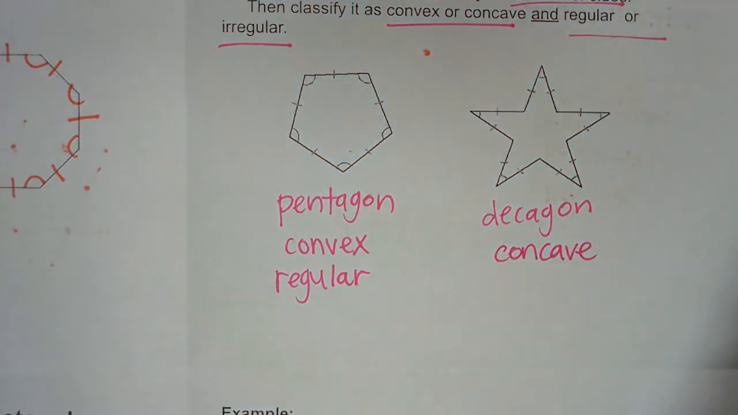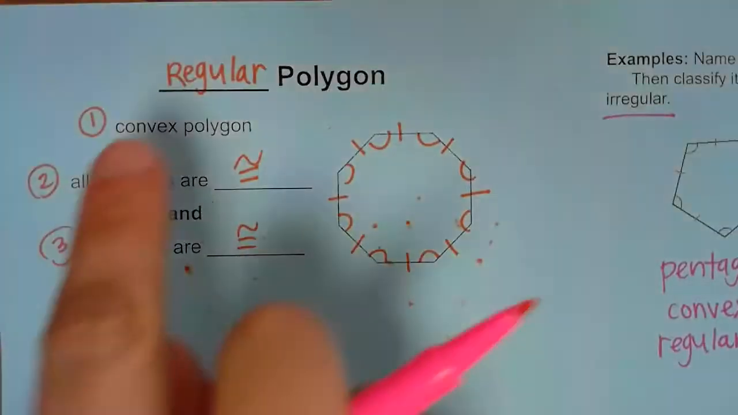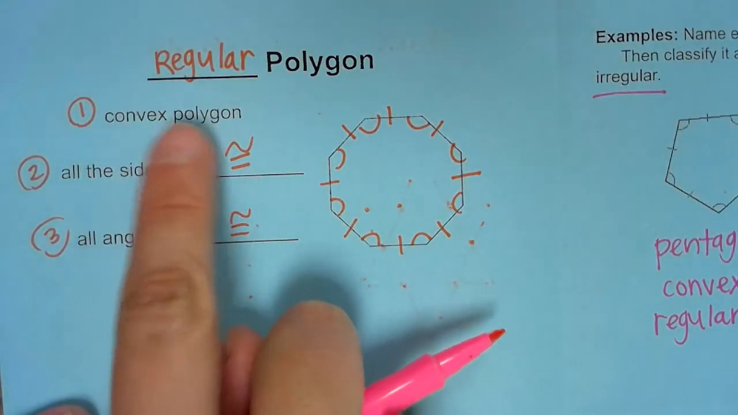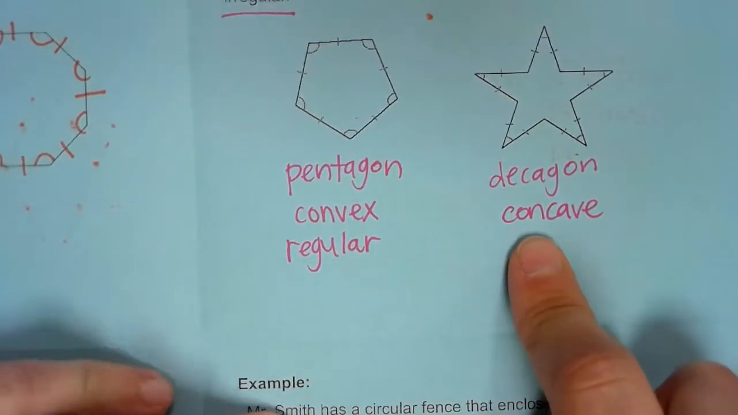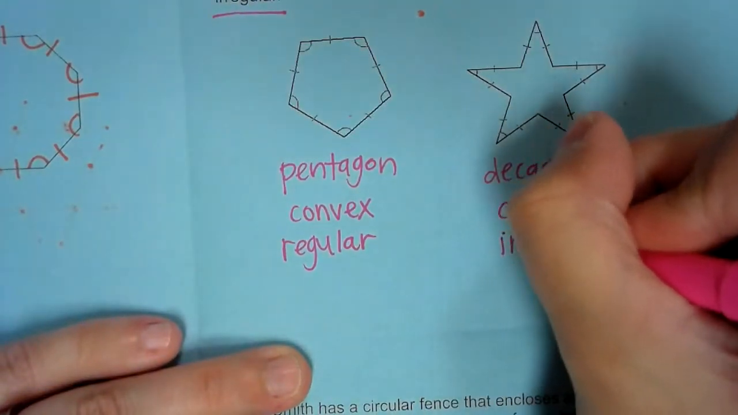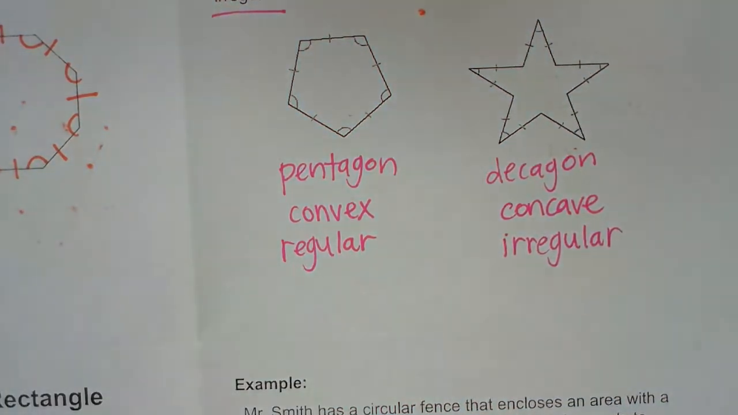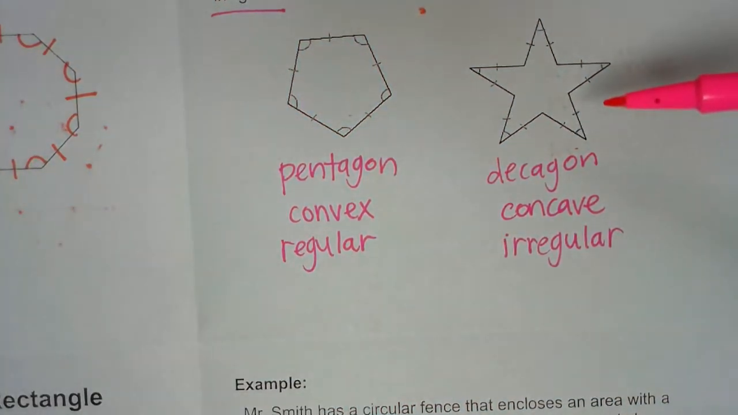And then for regular or irregular, remember the first thing that has to happen for it to be regular is that it must be convex. This is concave. That automatically makes this an irregular polygon. It does meet the criteria of the other 2, where all the sides and angles are congruent, but since it's concave, it is an irregular polygon.